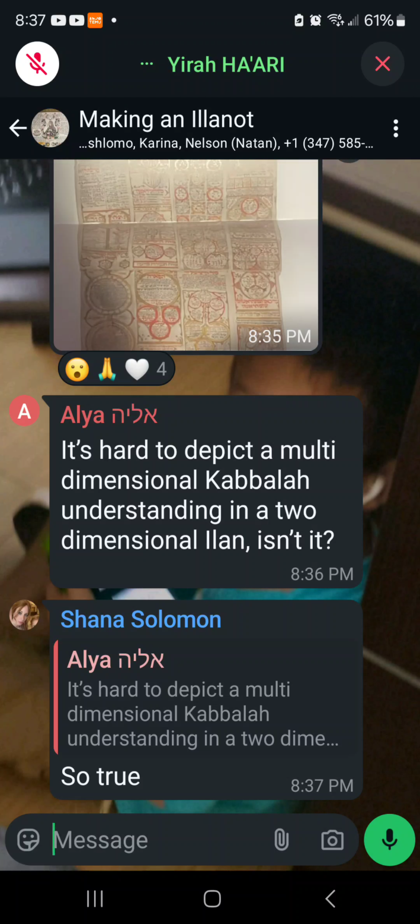So I'm going to share with you guys a couple more examples of some of the Ilan, and then I'll go into some of the understandings about where we can obtain the scroll, the blank scroll from, and what the first thing on the scroll should be.